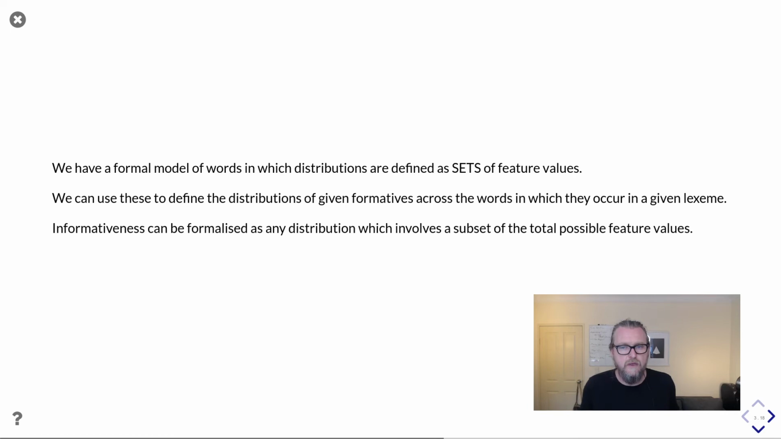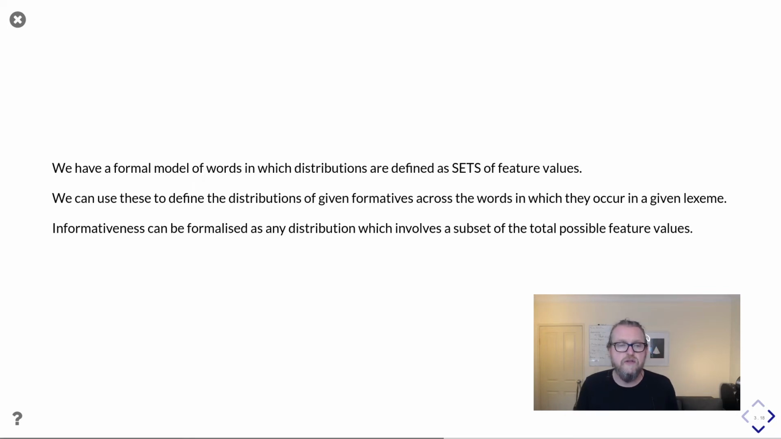So to summarize, that was basically our little model. So we now have a formal model of words, in which distributions are defined as sets of feature values, right? So we can talk about the distribution of a given formative as a set of feature values describing that distribution. We can use this to define distributions of formatives across entire lexemes. And then we have a way of distinguishing between distributions and information. You can see that informativeness can be formalized as any distribution which involves a subset of all the possible distinctions, right? That is, if it makes a distinction there, right? And so now we have some incredibly precise terms.